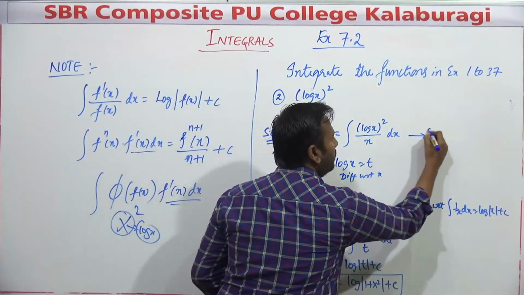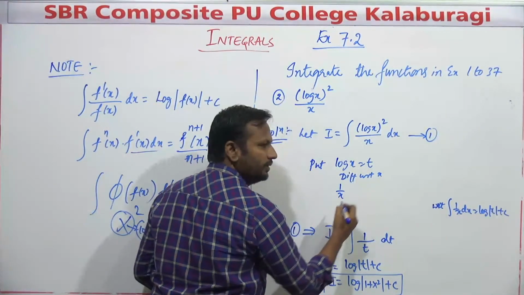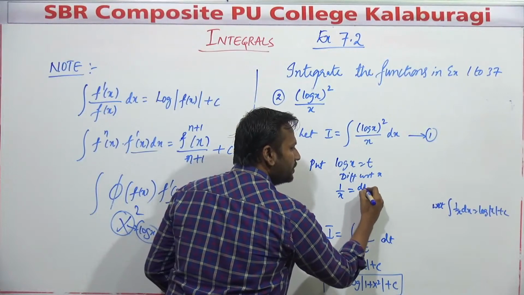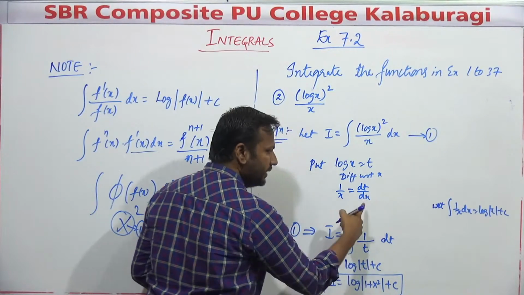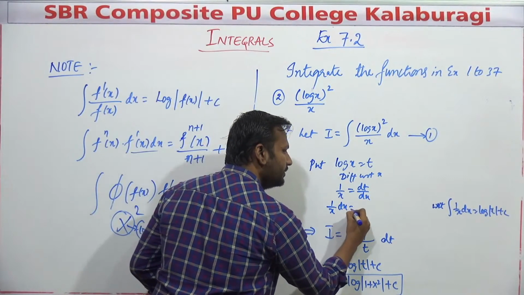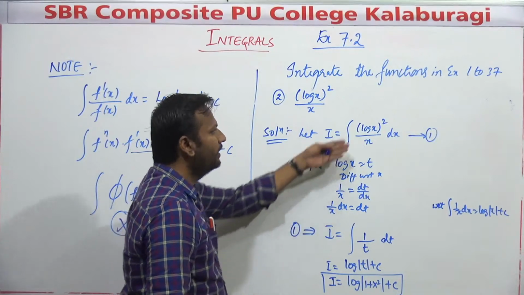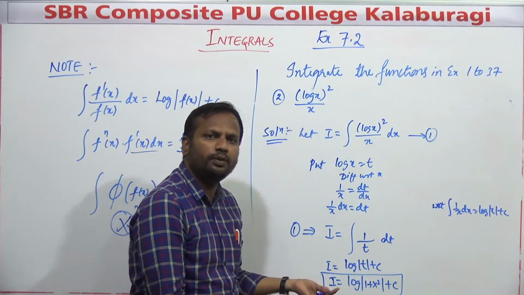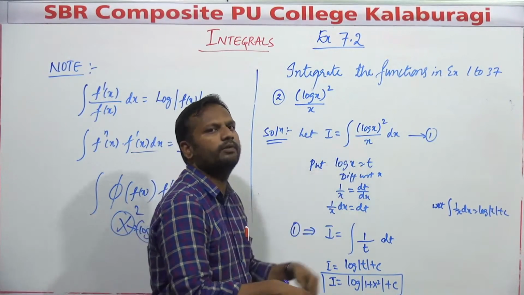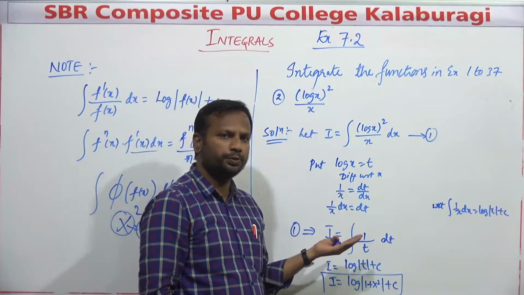Call it equation 1. So what happens? Log x differentiation is 1 by x. t with respect to x differentiation is dt by dx. Set x to one side here. 1 by x dx is equal to dt. So substitute these things in the integral. Why do we substitute all these things? It is a little bit complex. We have to make it an easily integrable format. That's why we are making the substitution, right?